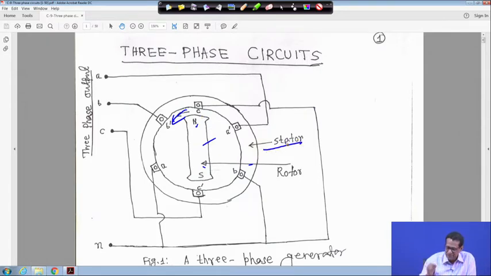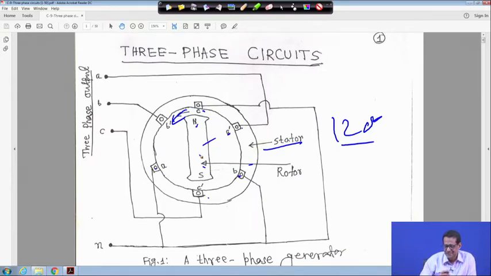Suppose this is conductor A. If you take a page, if current is entering into this, then at A dash it is leaving. Similarly for B, B dash, and similarly for C, C dash, right? Physically these windings are 120 degree apart, so the total is 360 degree. Similarly A dash, B dash, and C dash are physically 120 degree apart, right?